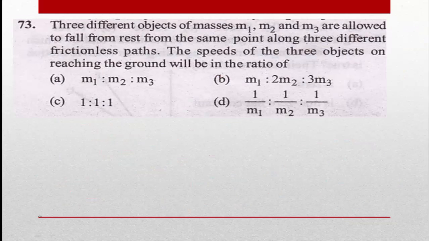And the next question is question number 73. Three different objects of masses m1, m2 and m3 are allowed to fall from rest from the same point.